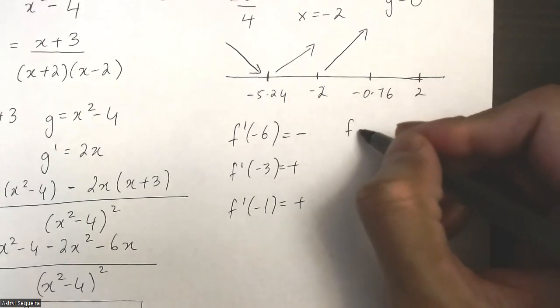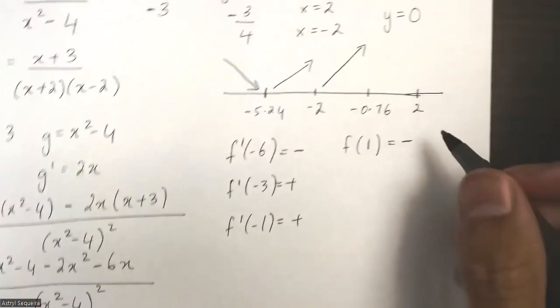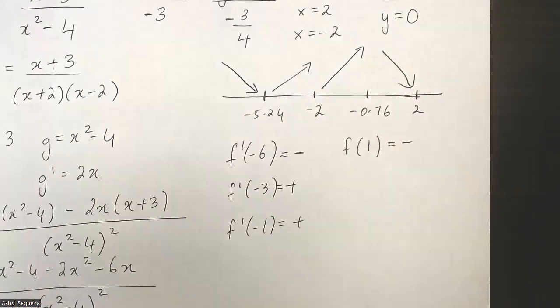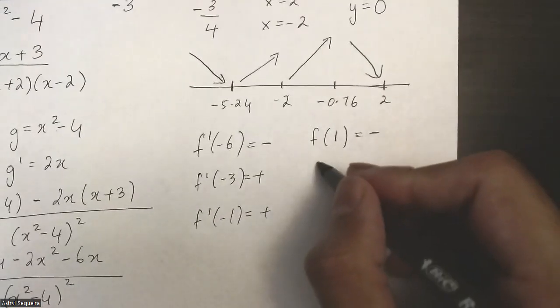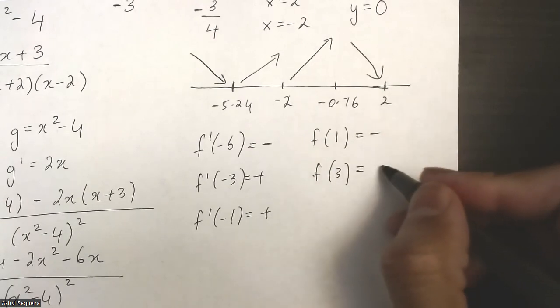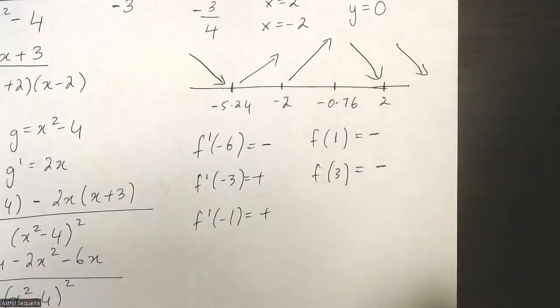If I sub in +1, I will get a negative value, and negative means we're decreasing. And then last, I'll sub in f of 3 here. If I sub in f of 3, I'll get a negative value, which means I'm decreasing again. That's what it looks like over here.